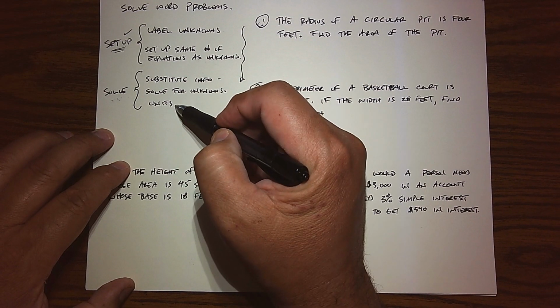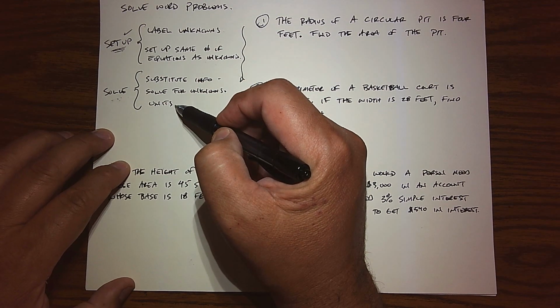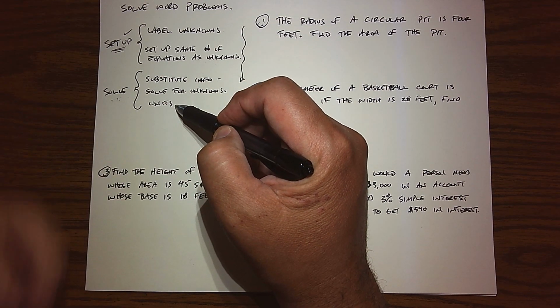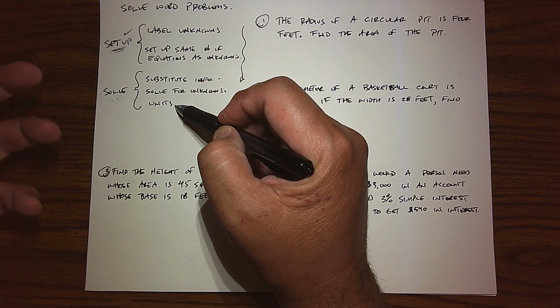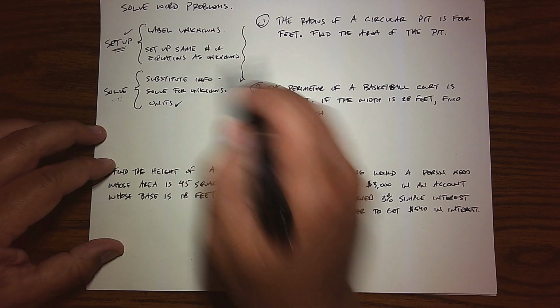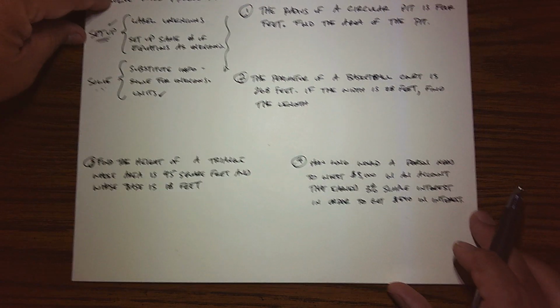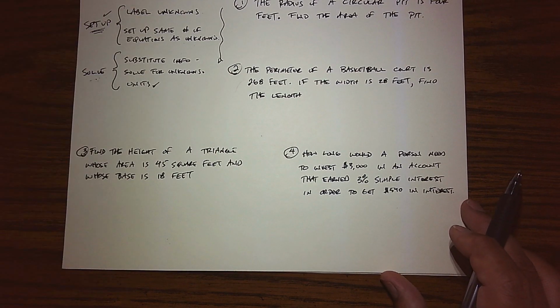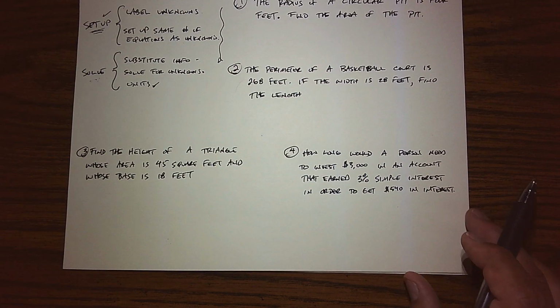And then, last but not least, make sure you get your units right. When you have your answer, is it in feet? Is it feet squared? Is it dollars? Is it a percentage rate? So make sure you use that. Please do that. If you do not do that, you will not get full credit on word problems that you'll see in your quizzes. So please make sure you're following my game plan, my flow.